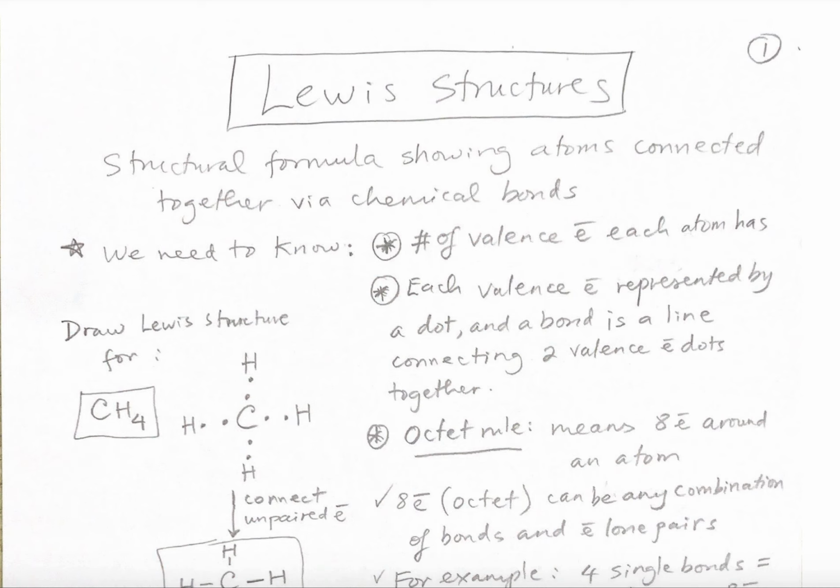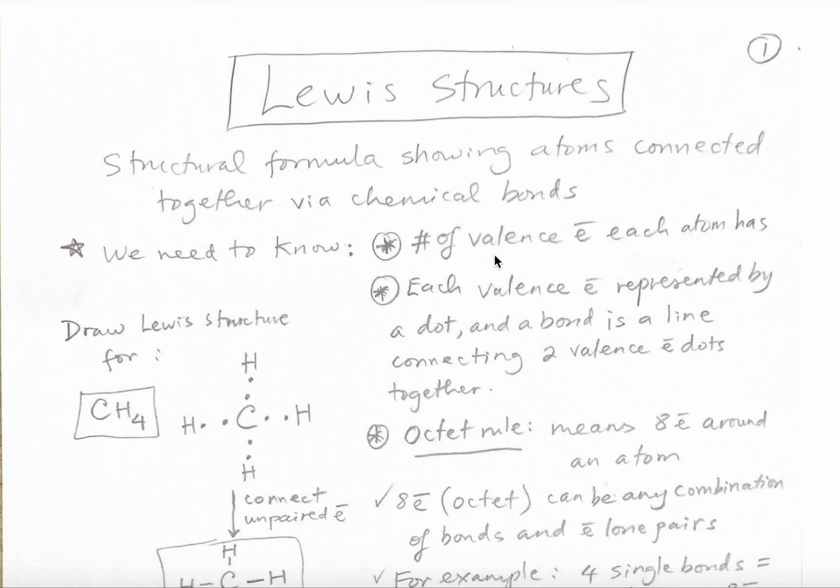Welcome to Chemistry. Today, in this discussion, I would like to show you how atoms are connected using valence electrons, and we call them Lewis structures. And you can see the definition there. Lewis structures are structural formulas showing atoms connected together via chemical bonds. Okay, it's always good to know what we need.